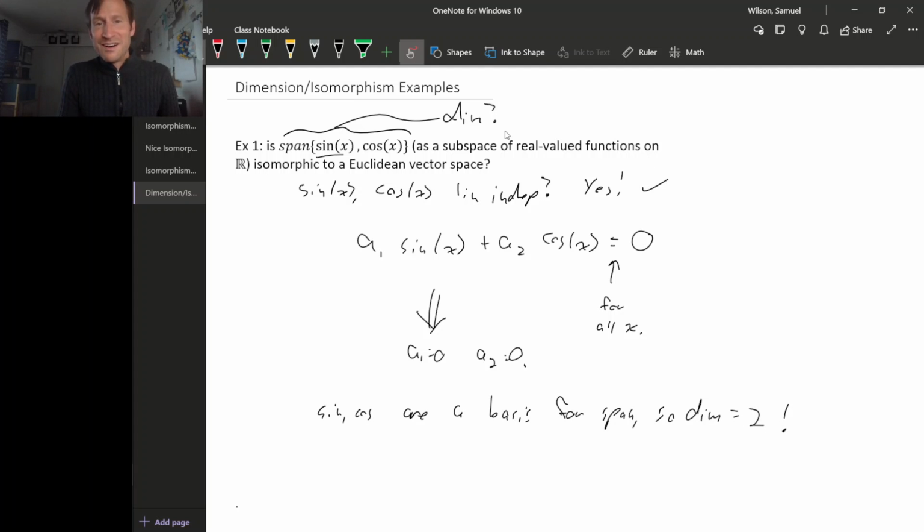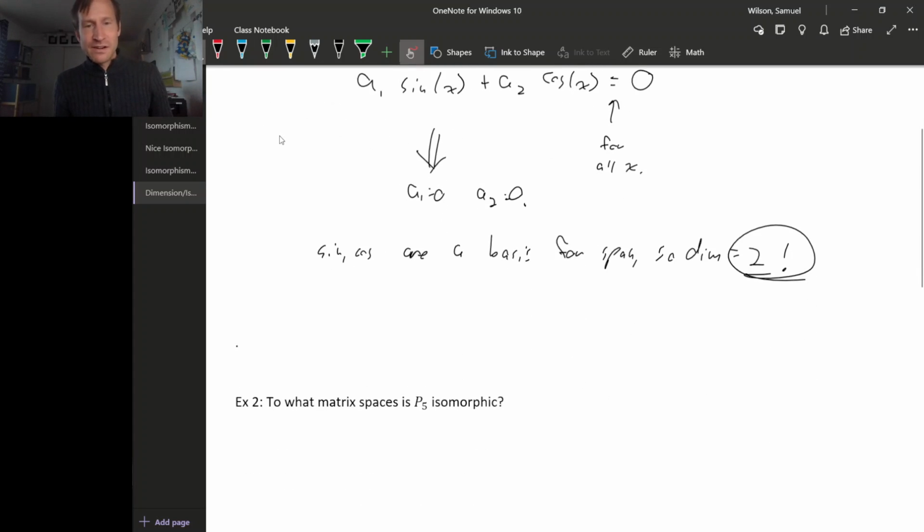All right, so is this span, this subspace, isomorphic to a Euclidean vector space? Well, it has finite dimension, and there is a Euclidean vector space that has the same dimension, so the answer here is yes. And we can even say what Euclidean vector space. It's R2, because R2 has the same dimension as the span of sine and cosine. So you can see being able to just look at dimensions is really nice. We never have to explicitly write down an isomorphism because, well, essentially we did already when we proved that equal dimension gives you isomorphic vector spaces.